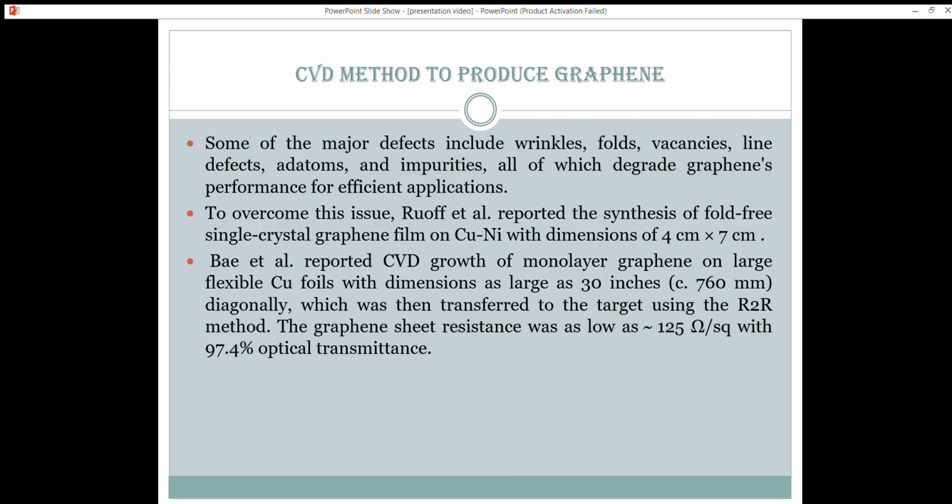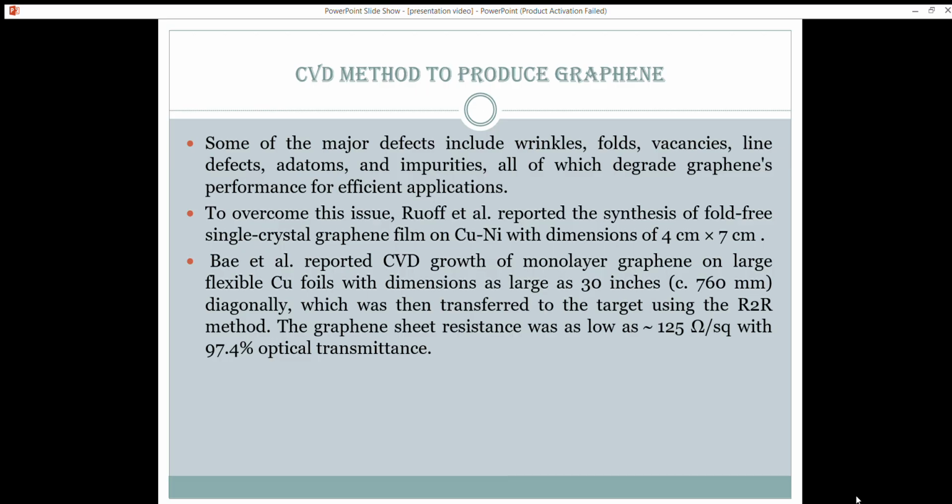To overcome this issue, Roff reported the synthesis of fold-free single-crystal graphene film on copper nickel with dimensions of 4 cm by 7 cm. Bae also reported chemical vapor deposition growth of monolayer graphene on large flexible copper foils with dimensions as large as 30 inches, which is equal to 760 mm diagonally, which was then transferred to the target using the R2R method. The graphene sheet's resistance was as low as 125 with 97.4% optical transmittance.